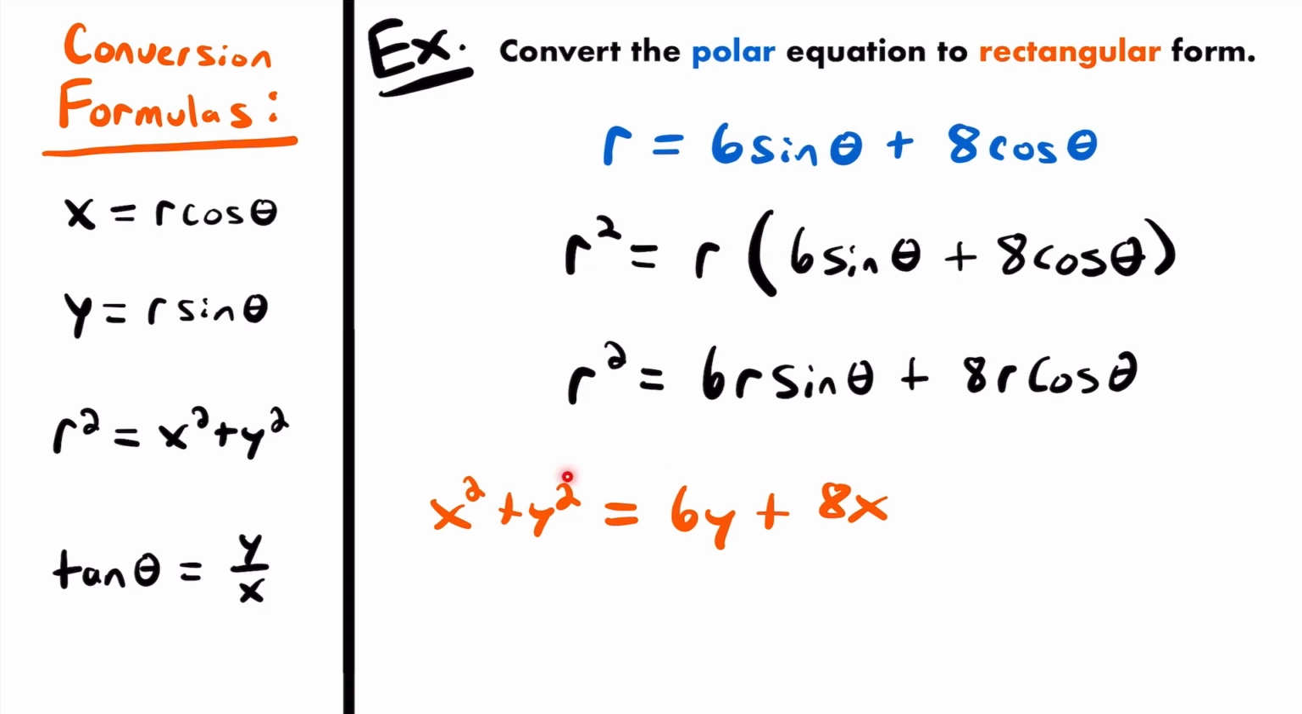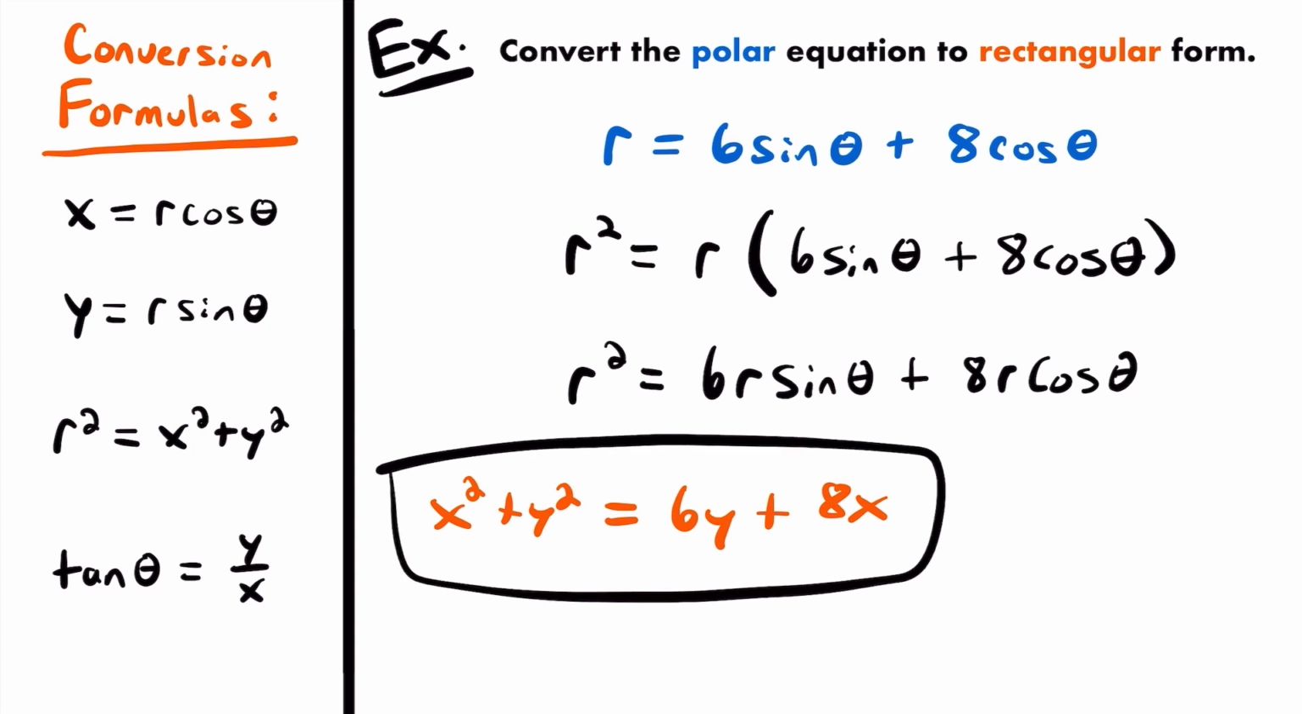And now what we have here is this polar equation, but in rectangular form. Okay, and so that is the rectangular form of this polar equation. And so this was our last example for converting from polar equations to rectangular form. Now we're going to start looking at examples of converting from rectangular equations to polar form. And so let's start looking at those next.